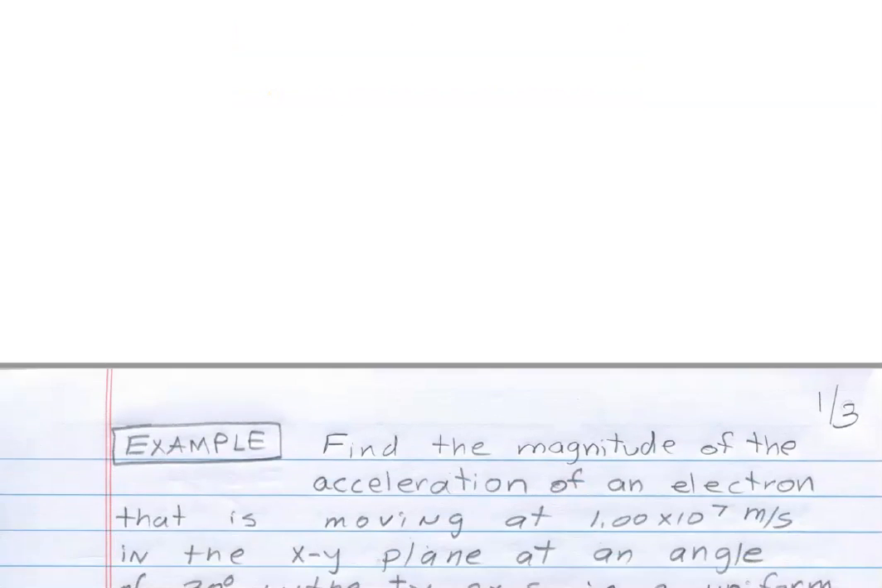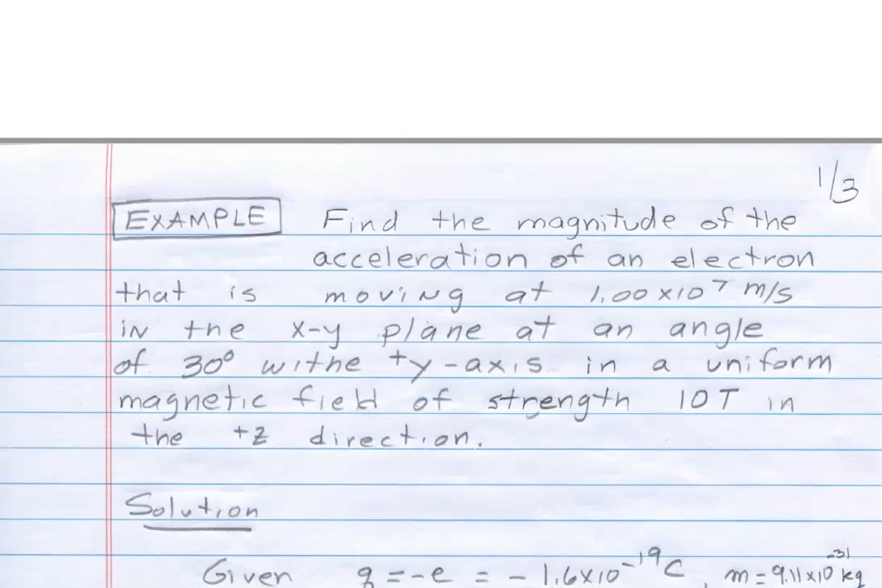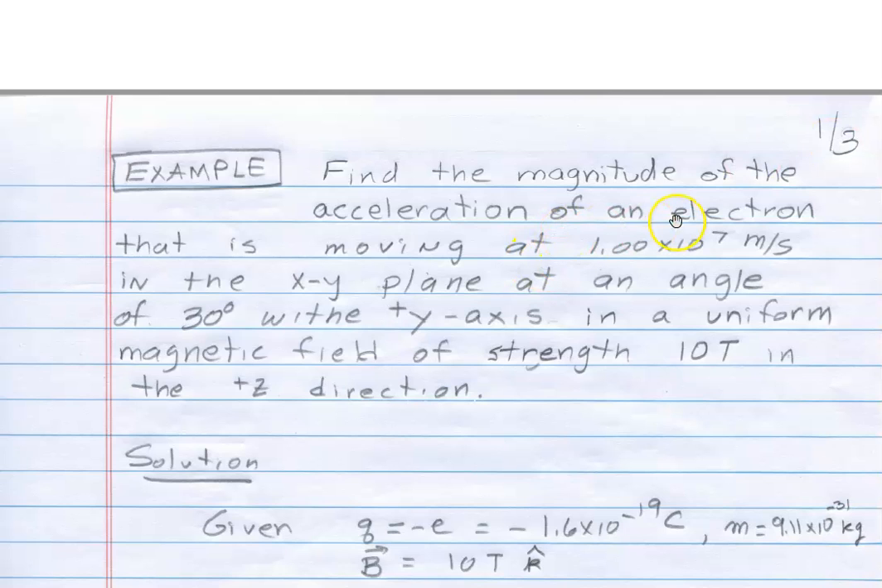Well, for a quick review, let's look at an example problem using the magnetic force. It's actually a fairly easy problem viewed one way, but it gives us a good chance to review. So here we want to find the magnitude of the acceleration of an electron that is moving at 1 times 10 to the 7th meters per second in the xy plane at an angle of 30 degrees with the y-axis in a uniform magnetic field of strength 10 Tesla that's also in the plus z direction.